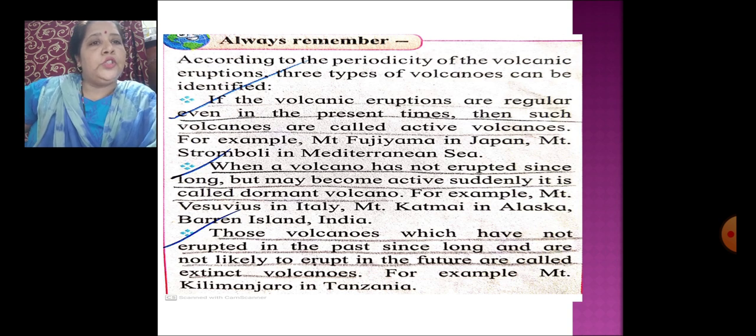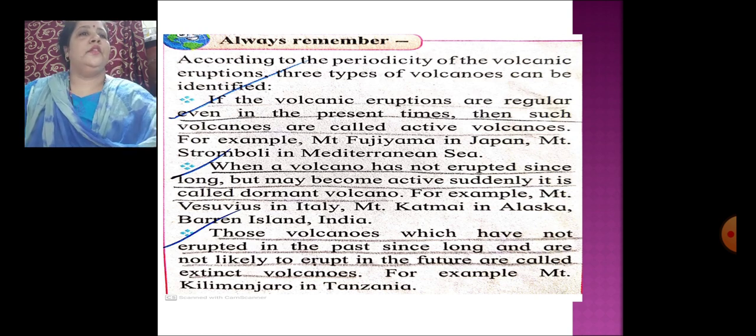Next, those volcanoes which have not erupted for a long time and are not likely to erupt in the future are called extinct volcanoes. Those volcanoes which are not going to erupt, there is no chance of erupting now. For example, Mount Kilimanjaro in Tanzania. So these are the three types of volcanoes depending upon their eruptions. You can see over here the layer of lava deposition due to volcanic eruption.